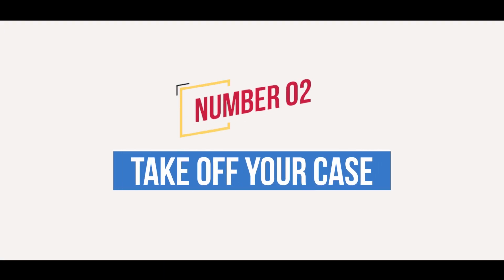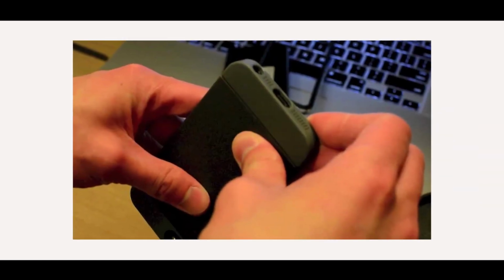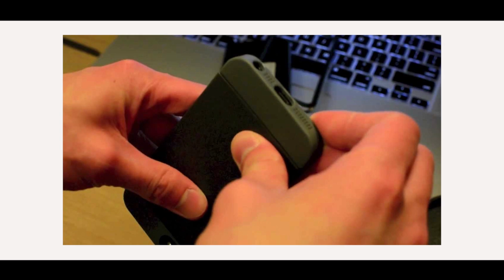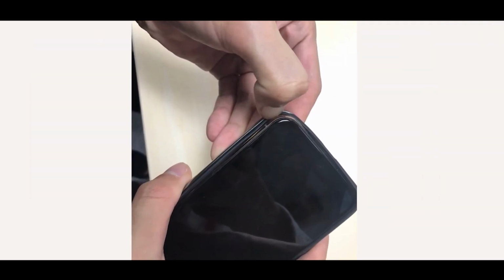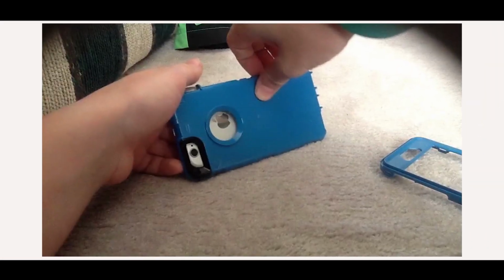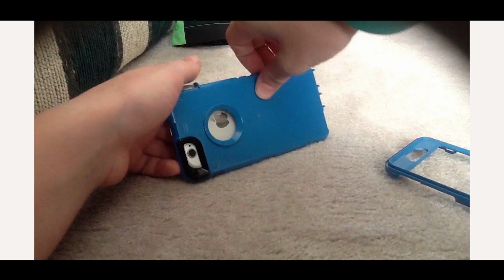Number 2. Take off your case. This may not apply to you, but depending on if you have a case or not, and what materials the case is made out of, it can affect the temperature of your phone. The phone is equipped with tiny vents to allow passive cooling, and many custom cases block or cover these vents. Take it off and let the phone do its job.